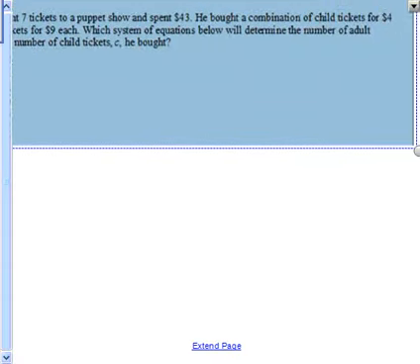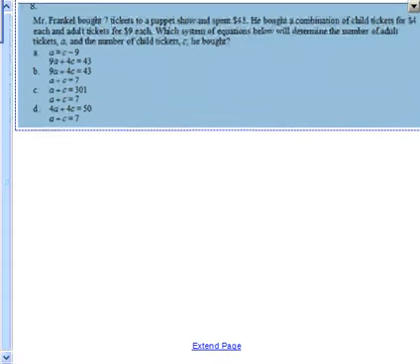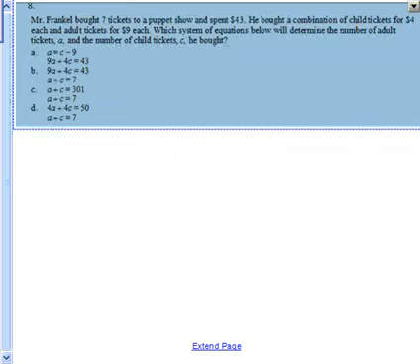So A is adult, C is child, child is 4, adult is 9, and he bought a total of 7, spent $43. So take a look at that, try to write that equation, check it with your teacher to make sure you got it right. Good luck.